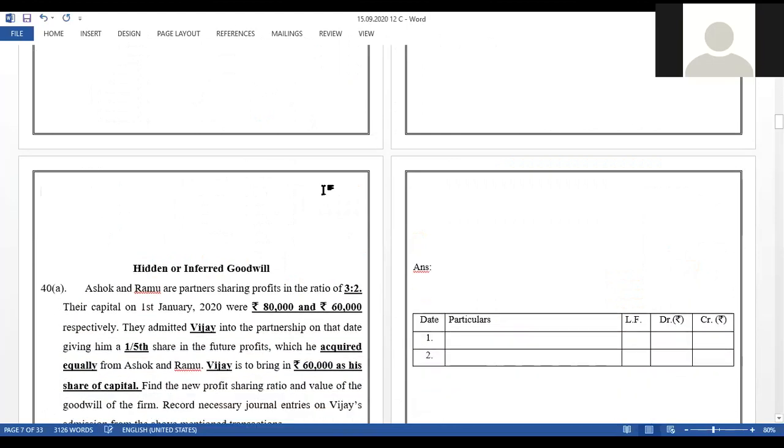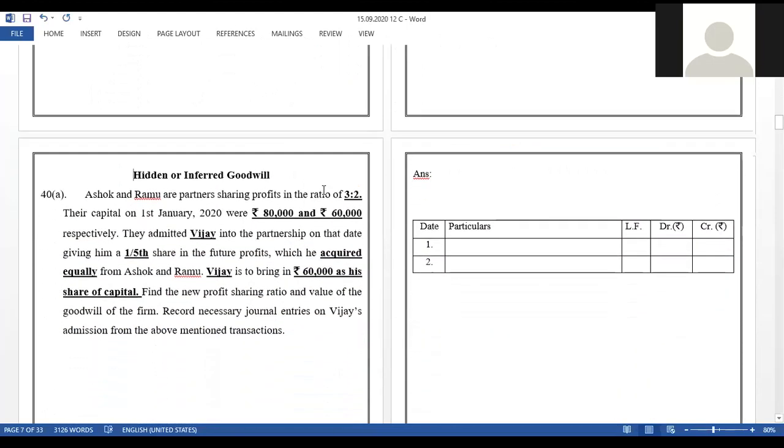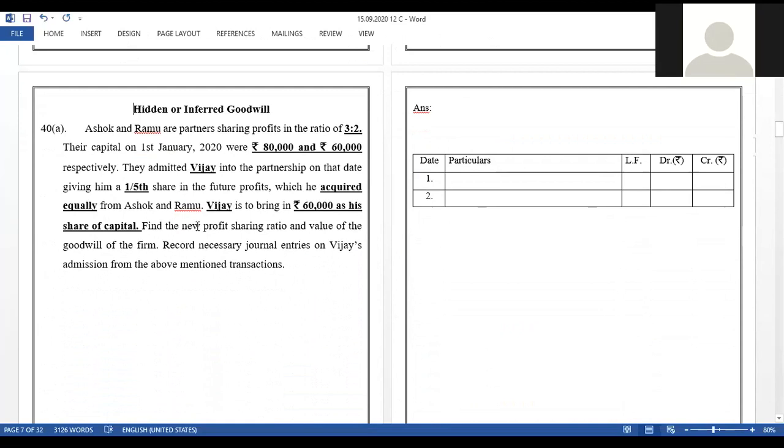This is the last topic for Goodwill basically. Ashok and Ramu are partners sharing profits in the ratio of 3:2. Their capital on 1st of January 2020 was 80 and 60 respectively. Okay, opening capital is given.